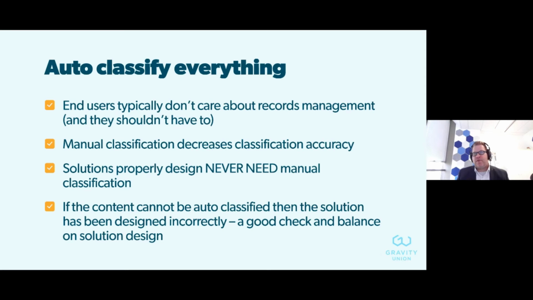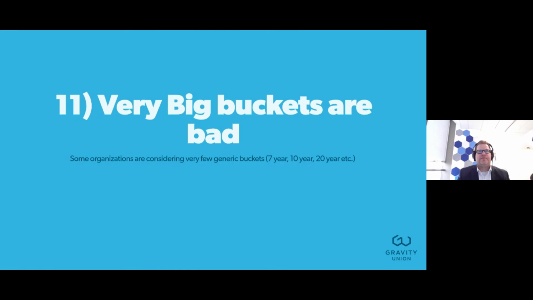Typically, solutions that are properly designed, in our experience, we've done hundreds of projects now, never need to be manually classified. If you have a solution that's been designed from an end user perspective, from a scalability perspective, from a security perspective, they always have the right level of detail for us to apply auto classification via auto classification rules, or perhaps even some of the cool artificial intelligence coming out. It's probably a good check and balance too. So if you find you have some content that you can't auto classify, it could be a signal that you have to go and maybe double check the scalability or the usability of that solution for the end user.